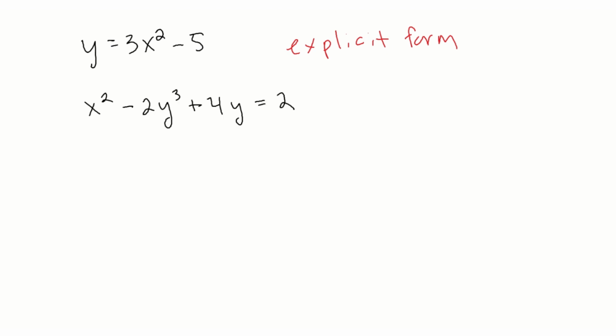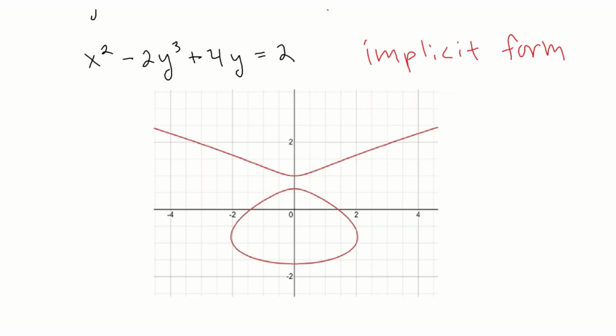But what about an equation like this? We can't easily isolate y. This is called an implicit form. The relationship between x and y is implied by the equation, but y isn't given to us as a clean function of x. Here's the graph of that equation.